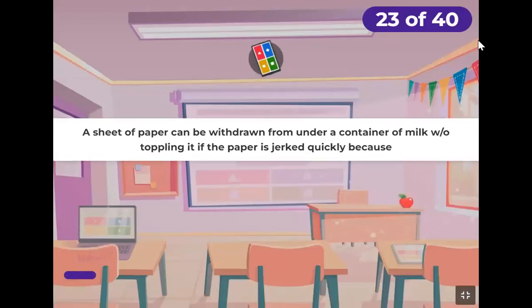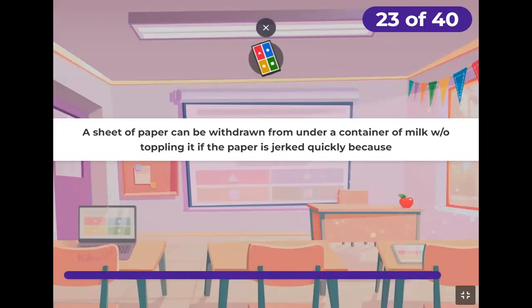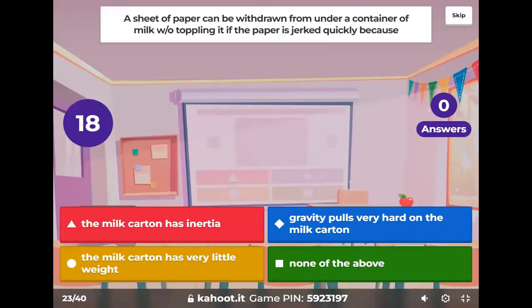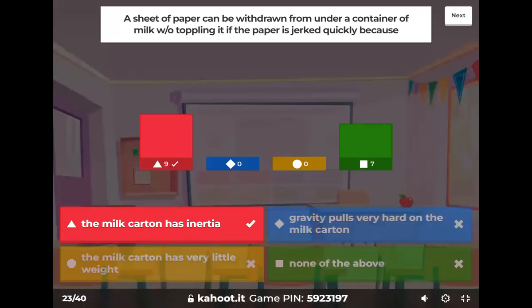All right, Max holding on to the lead. Sheet of paper withdrawn from under a container of milk without toppling the milk if it's jerked quickly because... Yeah, inertia. And my earlier classes wanted to see the old Paul Hewitt, so let's bring the Paul Hewitt on this one.